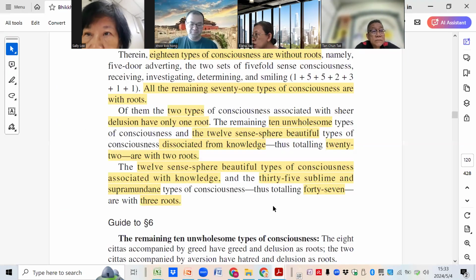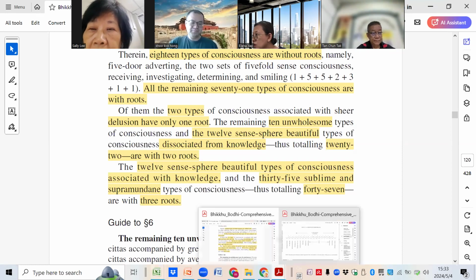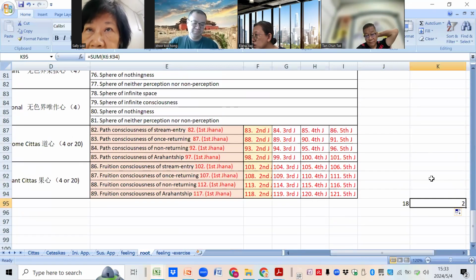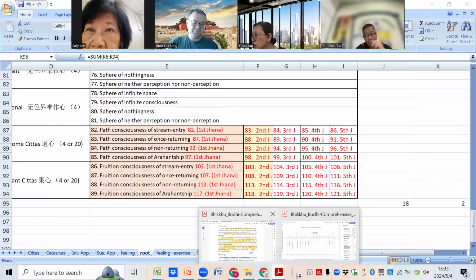Off your mic, please. See or not? So we got 2 types of the 1 root. So here we get the 2 here, you see or not? Okay. We get number 2 already. Then next, let's take a look.